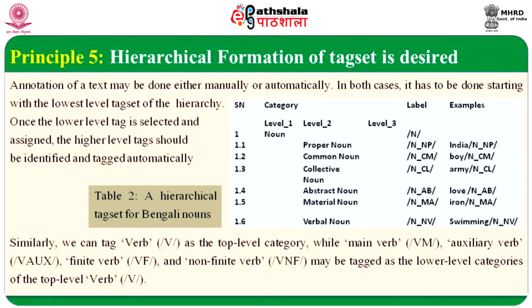Principle 5. Hierarchical formation of text is desired. The annotation of a text may be done either manually or automatically. In both cases, it has to be done starting with the lowest level tagset of the hierarchy. Once the lower level tag is selected and assigned, the higher level tag should be identified and tagged automatically, as you can see on the screen.